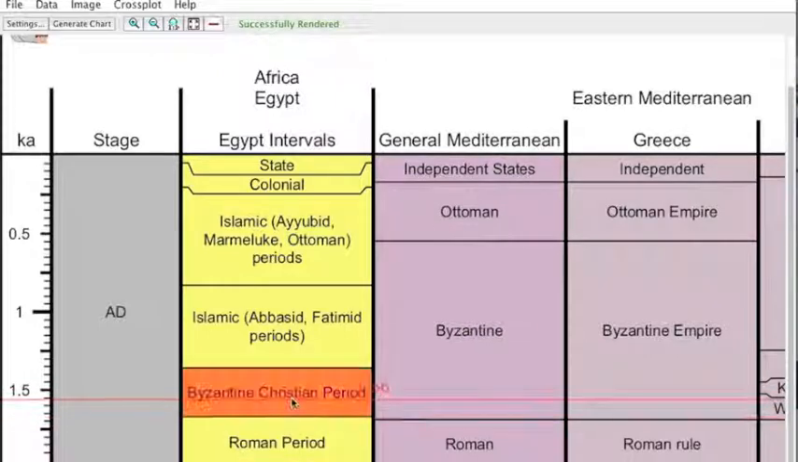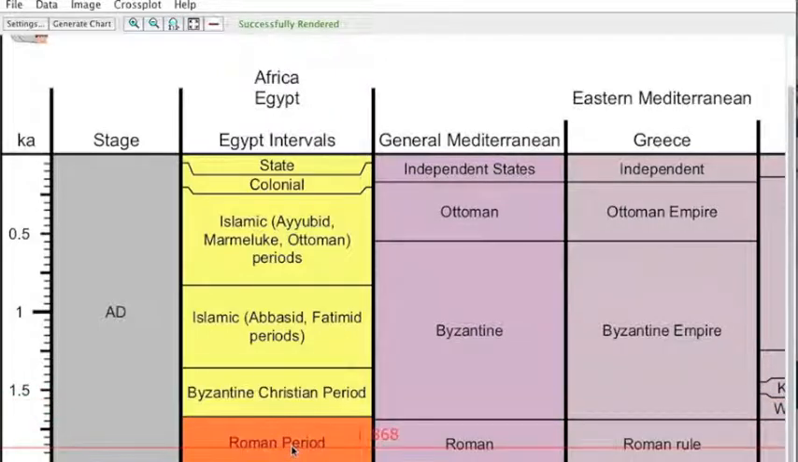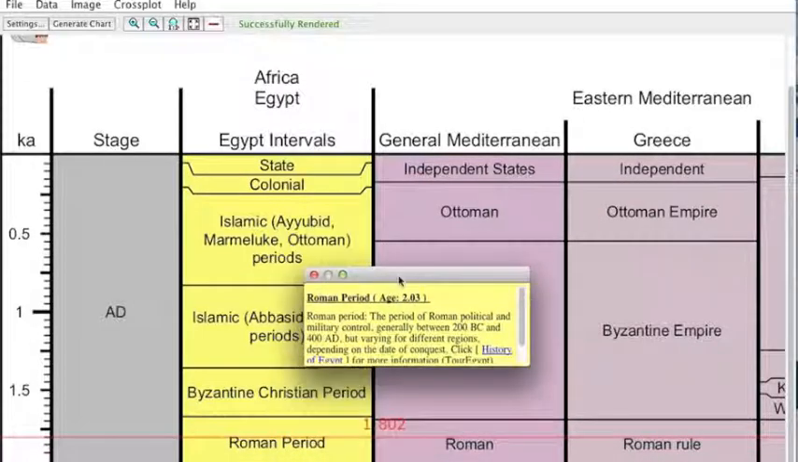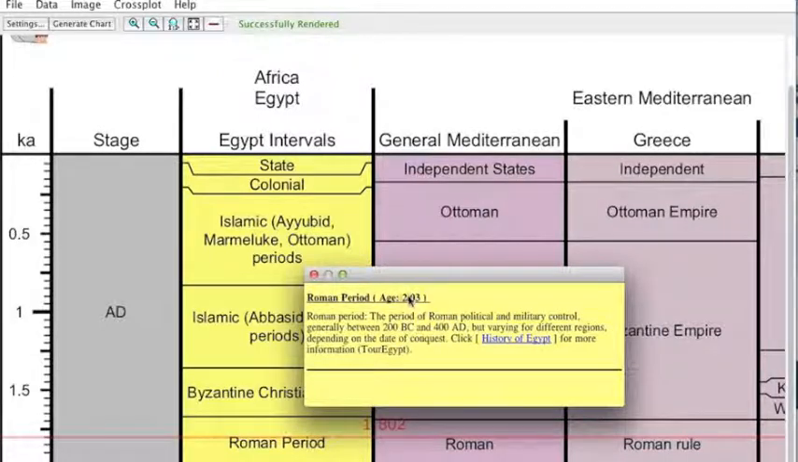And this is the Byzantine Christian period. This is the Roman period. So the Roman period actually didn't start from here. We'll have to choose a much longer time, a bigger age, to see when the Roman period started. So if I click on it, as you can see, it actually started from 2.03, I think, from 200 BC up to 480.